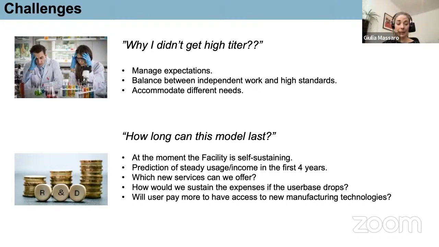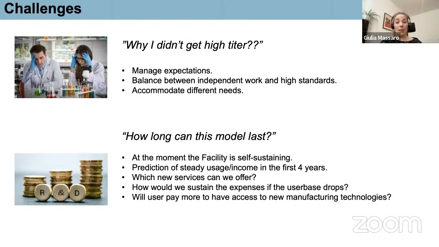And here the more research and technology part of the facility comes into play. Can we provide new services? Can we provide new capsids, for example, and compensate for a lower user base with something like this? But then at the same time, it's difficult to gauge if the users will be willing to pay maybe a bit more for new technologies.